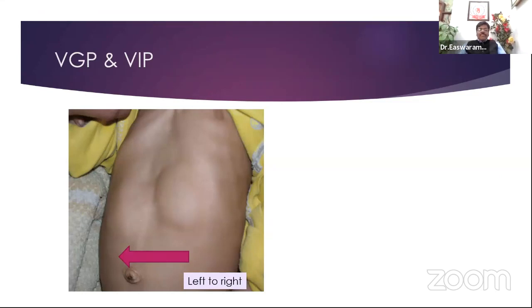This VGP, visible gastric peristalsis, you should also know. Sometimes if the patient is not able to show it, you can give a glass of water and just give a little tickle on the surface of the abdominal wall. Then you can see a wave coming from left to right, from the splenic side to the liver side. That means gastric fundus, body, pylorus. That is the way the peristalsis moves. The dilated stomach with the peristalsis gives you visible gastric peristalsis.